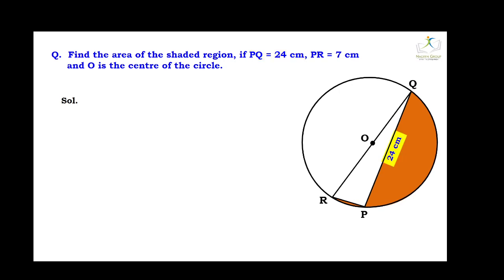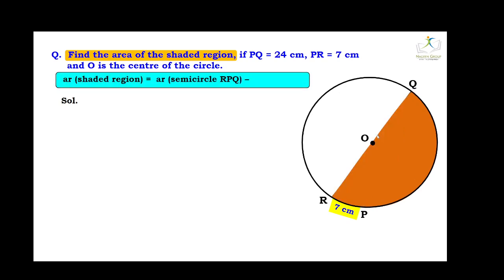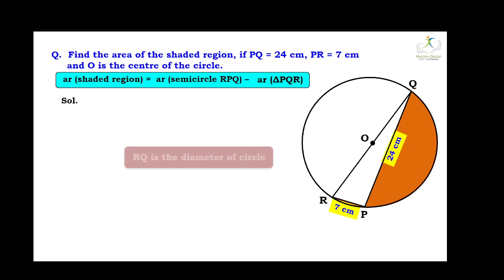And they have given PQ. PQ is one chord, 24, and PR is another, 7. So I already said this is a right angle triangle. Why? Because the angle in the semicircle should be 90 degrees. Angle at P is 90 degrees. So we can find this QR. Once you find the diameter, then only we can find the area of the semicircle. So our duty is to find QR. So how to find the shaded region? Area of semicircle minus area of triangle, so that we can get the shaded region area.